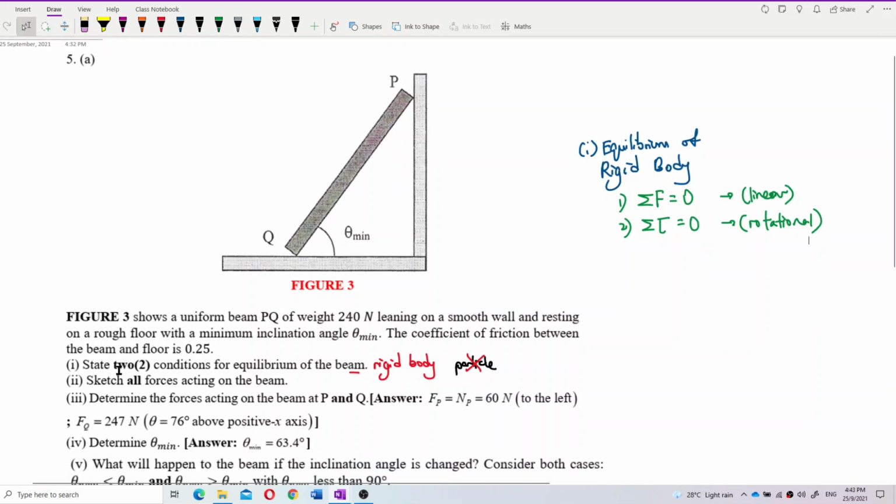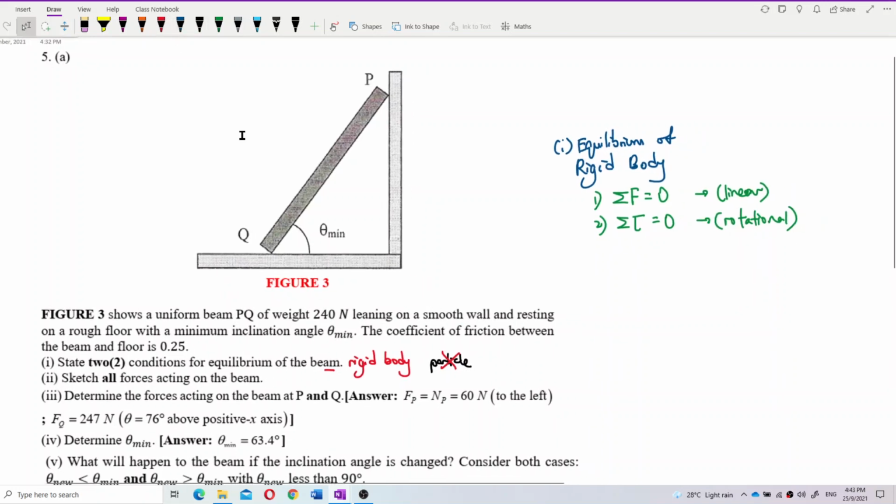Now number 2, sketch all the forces acting on the beam. Now we are thinking of it as a rigid body. When we want to sketch the forces, this refers to the FBD. We need to draw the FBD. For this FBD, we are looking at it as a rigid body, not just a point mass. For a rigid body, you really have to draw the whole rod. Don't draw just a point mass, for this chapter.